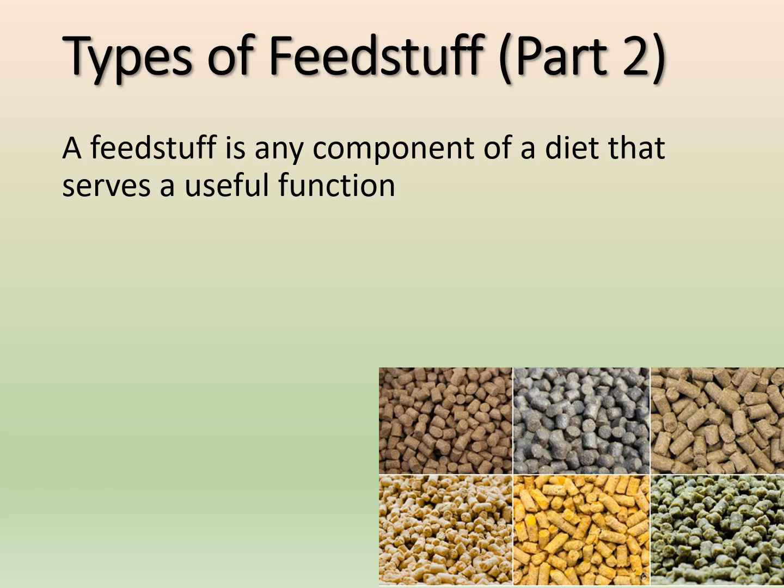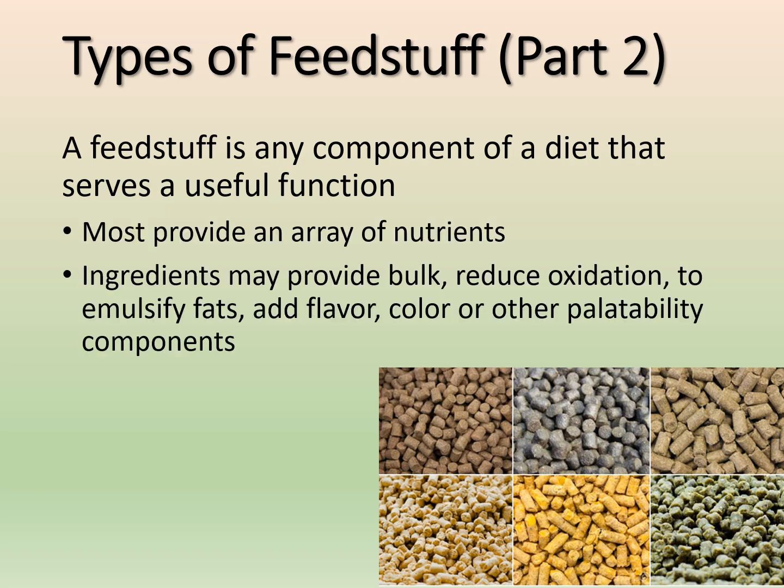For the second half of the lecture, we're going to talk about different types of feedstuffs, or feed composition. What is actually in these different diets? A feedstuff is just any component of a diet that serves a useful function. Up until now, we've really just been talking about the different array of nutrients that diets provide, anywhere from energy to vitamins and minerals, all that good stuff. But in terms of ingredients and feedstuffs, it could have a different purpose as well. So it may not be just for nutrients.